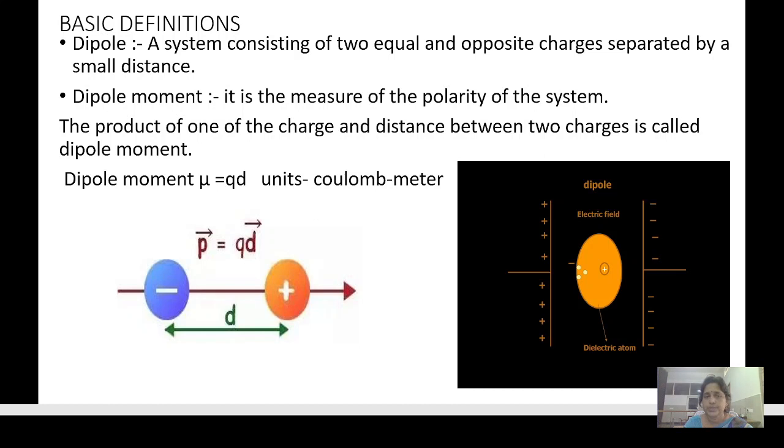Dipole moment mu is equal to Q into d. Here Q is the charge of one of the poles and d is the distance between the two poles. The product of those two gives the dipole moment. The unit for dipole moment is coulomb meter. See here, these two are the poles, and the distance between them is d. The product of one of the charges and the distance d gives the dipole moment.